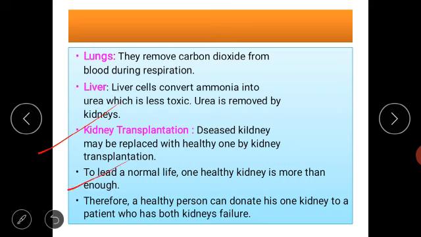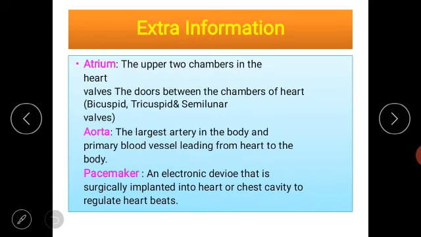Only one healthy kidney is more than enough. Therefore, a healthy person can donate one kidney to a patient who has both kidney failures. Okay, who has both kidney failures, he must go for kidney transplantation, and that is the only option in this case. Any other treatment cannot recover or regain the function of kidney. Once the kidney fails to work, then the function of the kidney cannot be regained.